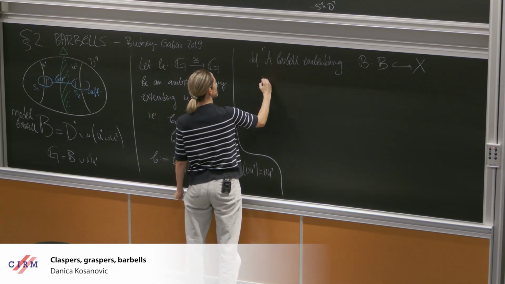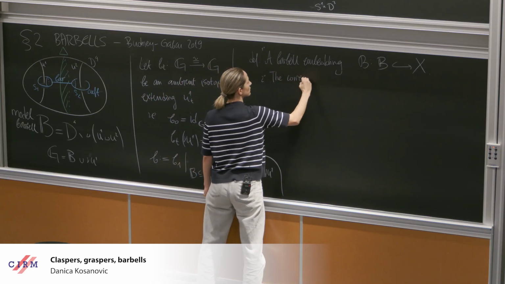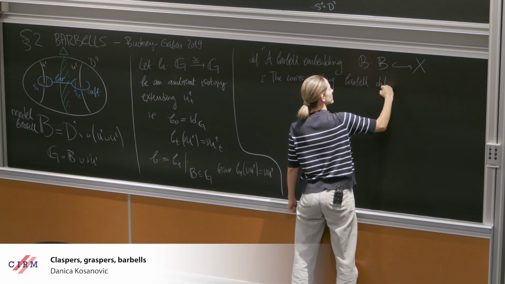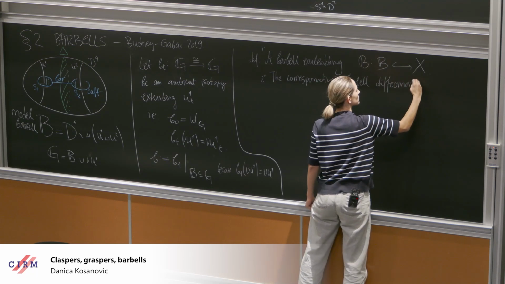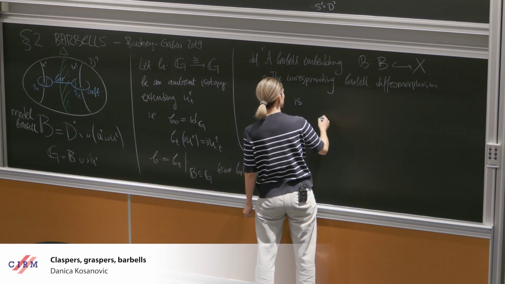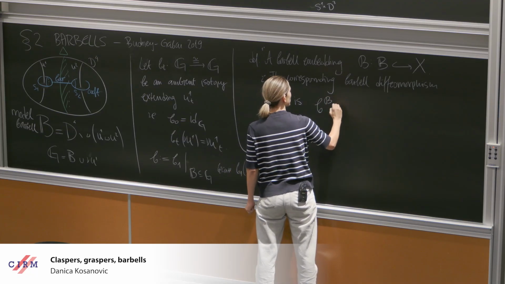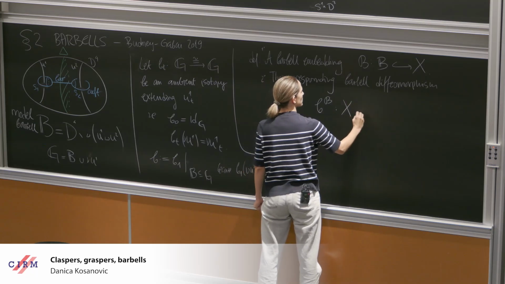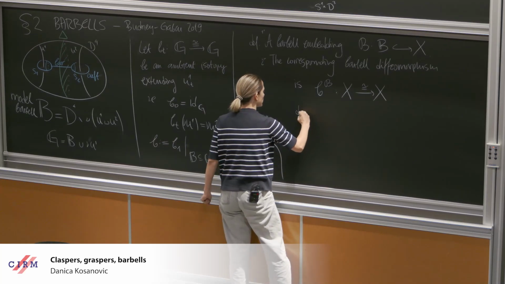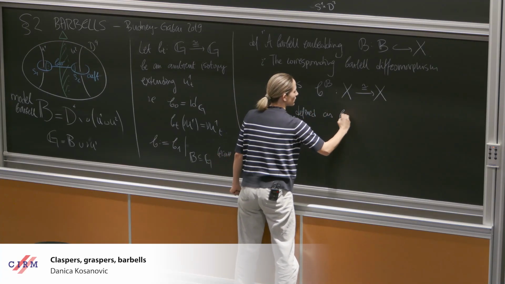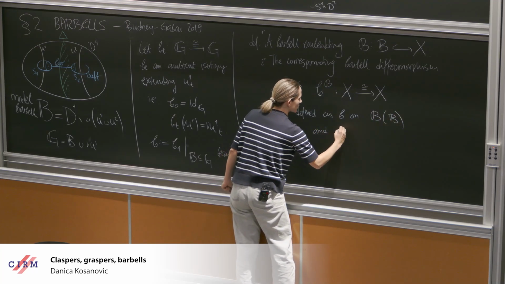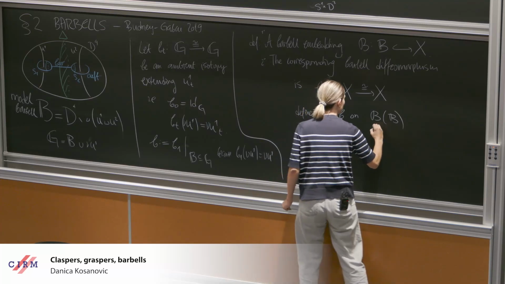So this is first, and then second, the corresponding barbell diffeomorphism is defined as follows. It's a diffeomorphism B, so it depends on the embedding. It's a diffeomorphism of X that's defined as B on the image of the barbell and identity otherwise. So identity on the complement.